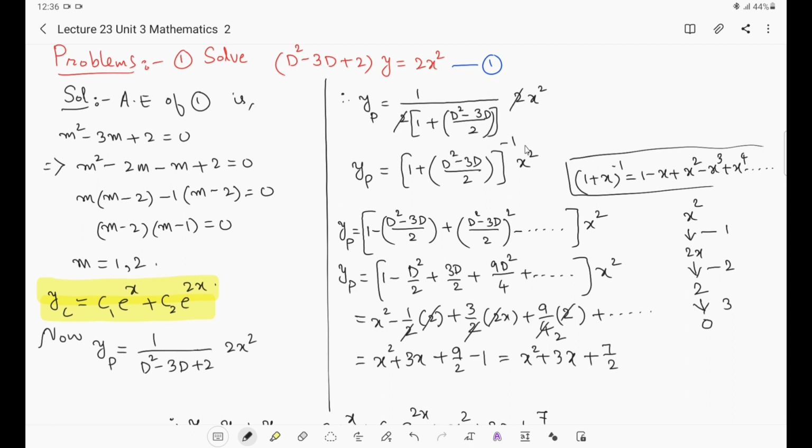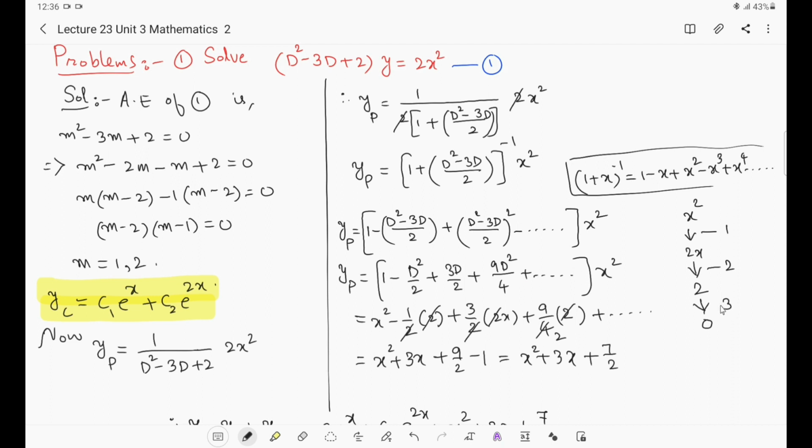Now this can be written as power minus 1. It is in the form of 1 plus x whole power minus 1. So the expansion is given by this. That expansion I am writing here: 1 minus x, where x is this one, then plus x square, that is D square minus 3D by 2 whole square. Now we have to expand this. So we are excluding the terms which will make this x square 0. See, x square will survive only up to the second derivative. The first derivative of x square is 2x, the second derivative of x square is 2.